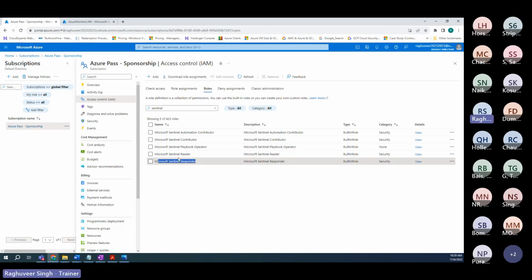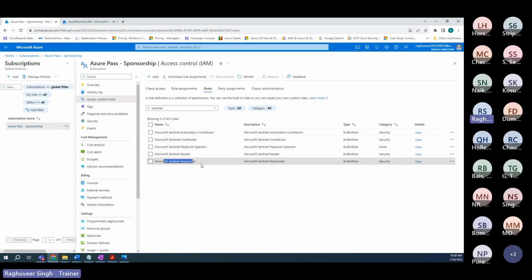Now, Reader is somebody who is L1, somebody who needs to read the information from the Sentinel console and send the input to the level 2 team. Responder is somebody who should have the capability to change the incident type. I'm saying if it is a new incident, it is in progress, the incident stage.